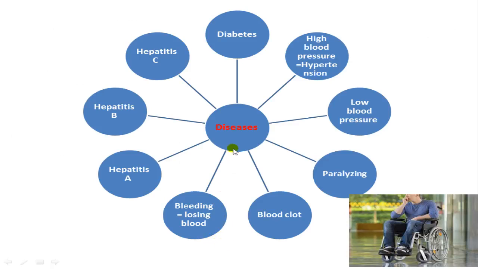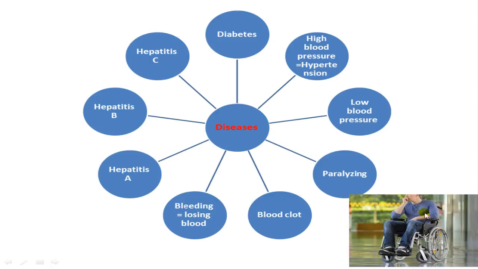Diseases. In this unit, unit 12, we talk about diseases, doctors, medicine. Diabetes, a disease: you can't eat sugar. You can't put sugar in a lot of drinks. High blood pressure, we call it hypertension. Hypertension means high blood pressure. Low blood pressure.